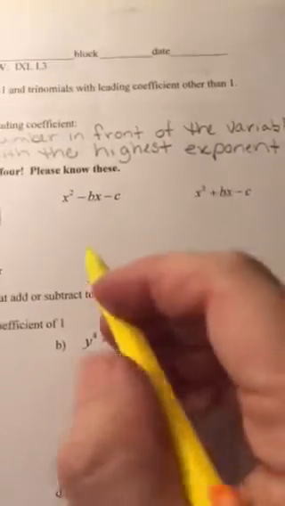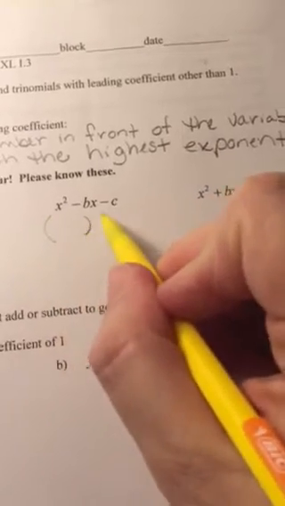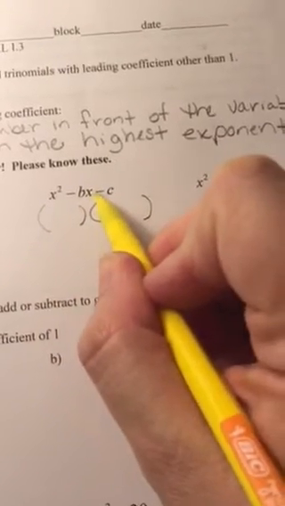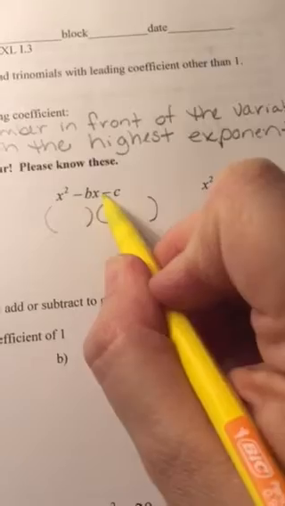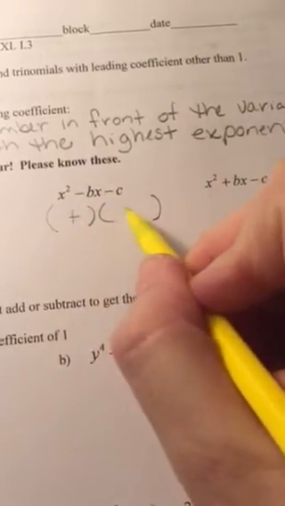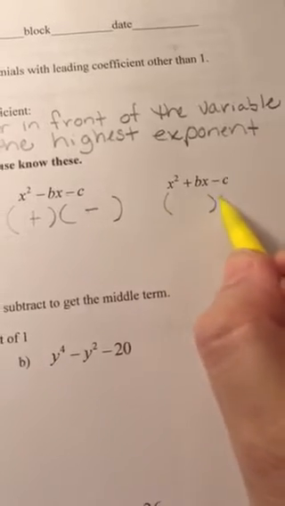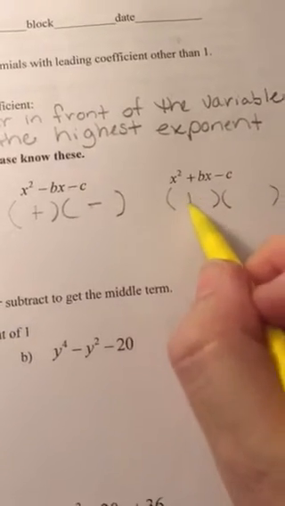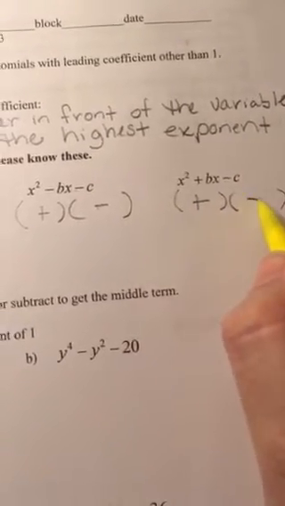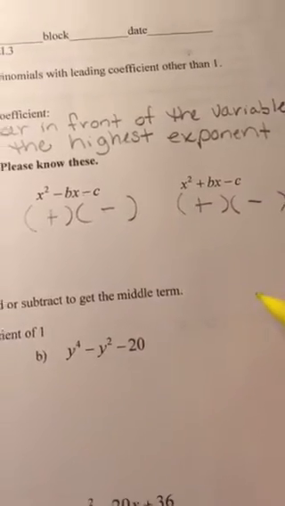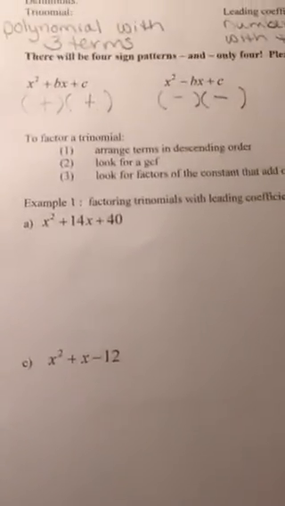Now when I go to these, notice that I have a minus sign in front of my constant this time, and it's going to factor into a plus minus. I have a minus in front of my constant, just like I did in the last one, and again, it's going to factor into a plus minus. So now let's see how that's going to help us.